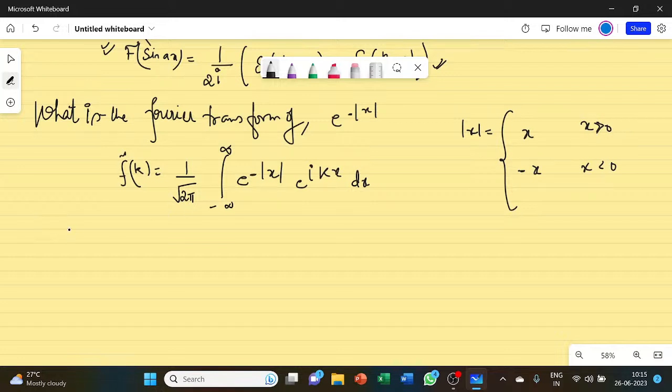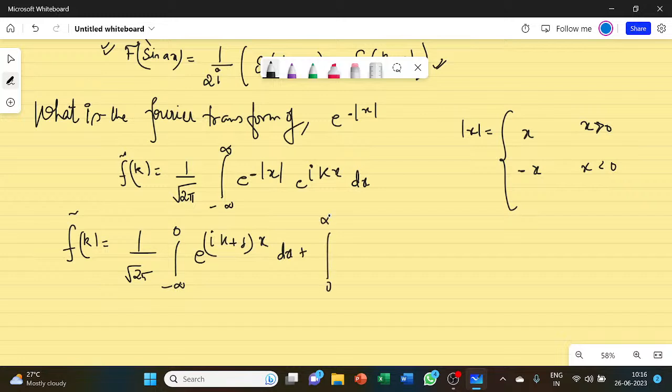So how would my f tilde k behave? It would behave as 1 upon root over 2 pi, integral from minus infinity to 0 of e to the power of x, which gives e to the power iota k plus 1 x dx, plus the integral from 0 to infinity, which will be simply e to the power like this minus.